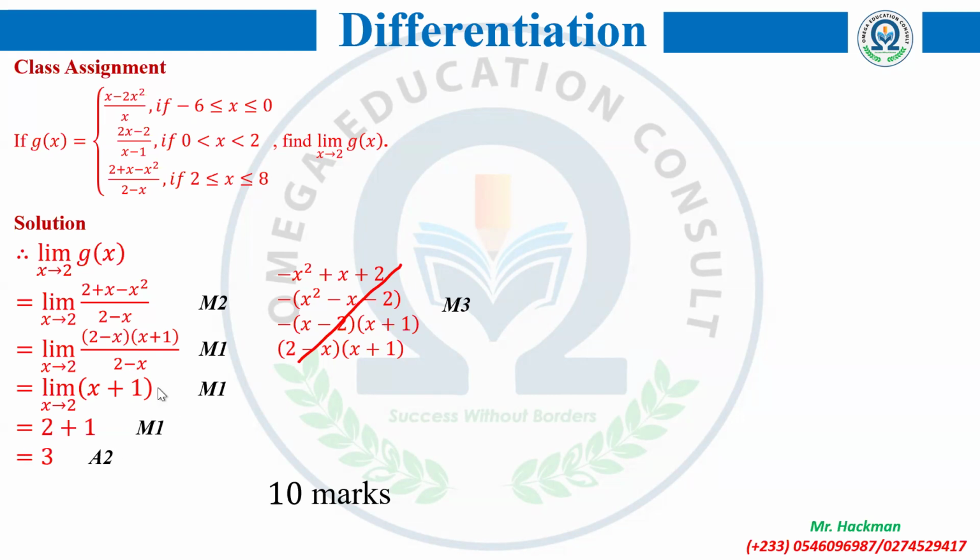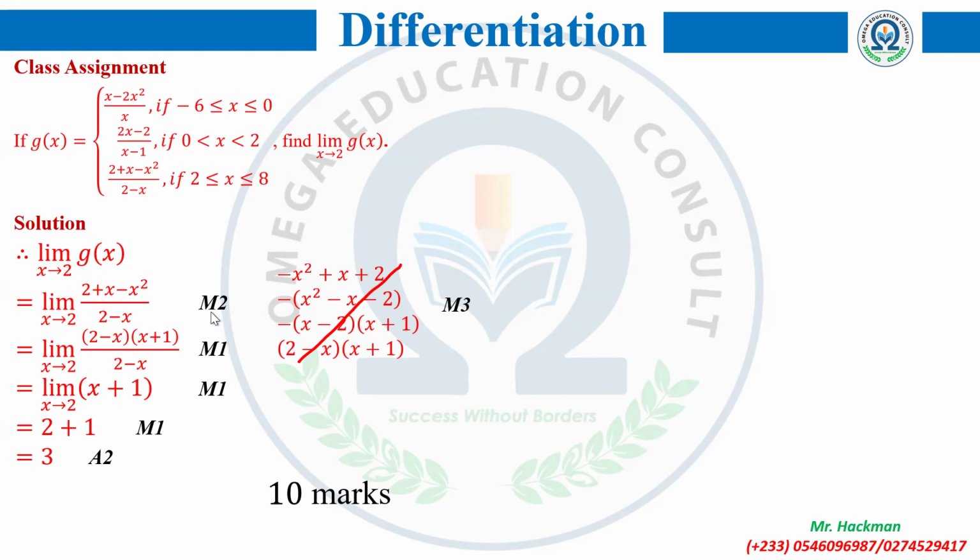Then now it's a polynomial function that you are finding the limit of. You can do direct substitution. So wherever you see x, when I'm doing the direct substitution, the limit will go. So I'll get 2 plus 1, which will give me 3. My therefore is there. So if your factorization is wrong here, it will be M0, marking becomes easy, A0. So you only get your marks for this one.